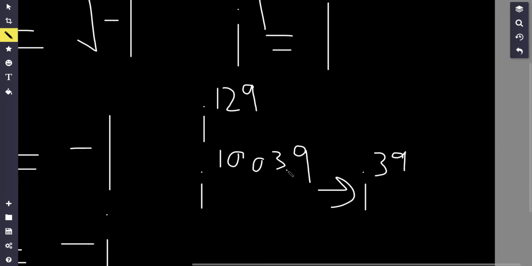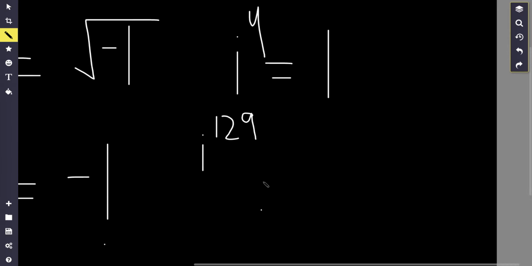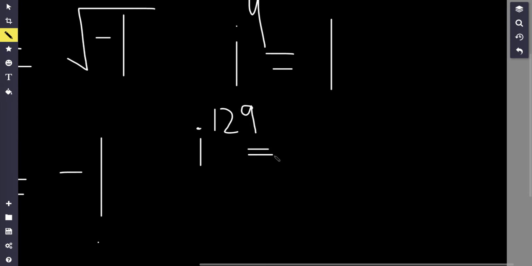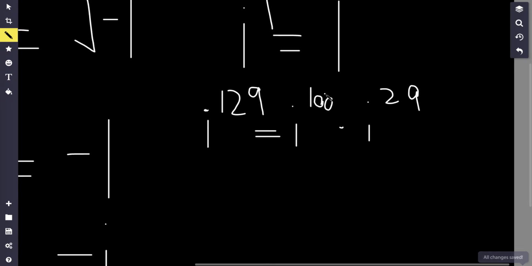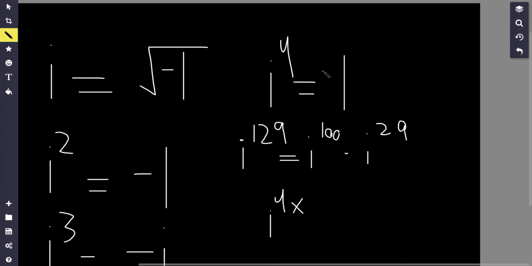And the reason why is actually pretty straightforward. Let's start off with a simpler example. Let's say we want to find the answer to i to the 129th power. We can rewrite this as i to the 100th power times i to the 29th power. And i to the 100th power, because 100 is a multiple of 4, you can all agree that 100 is a multiple of 4. Whenever you have i to a multiple of 4, you're going to get 1. We said that i to the 4th power is equal to 1.